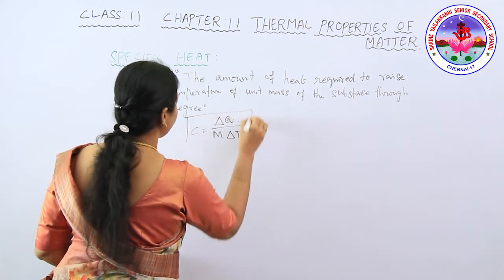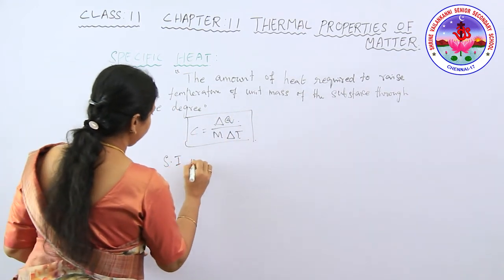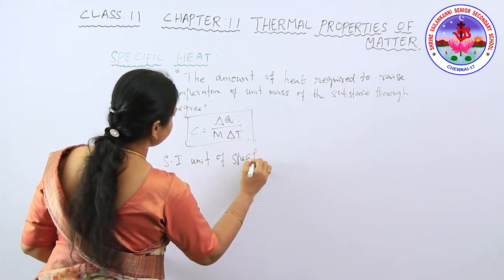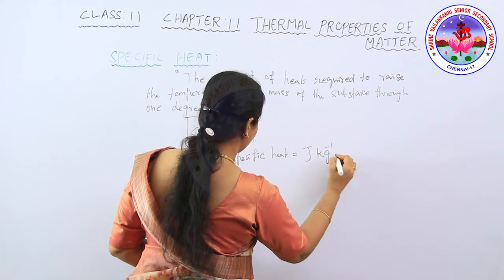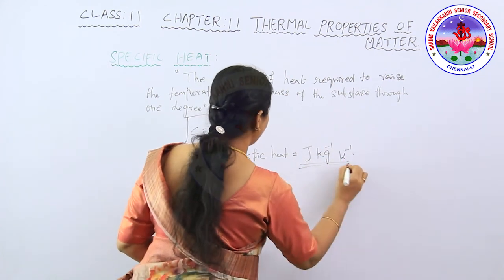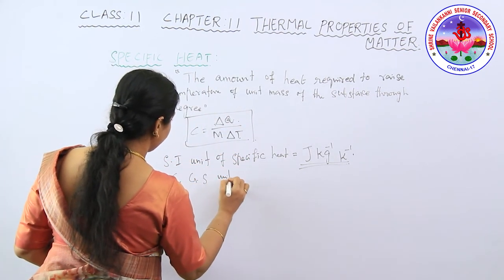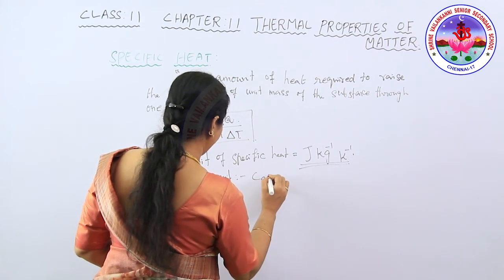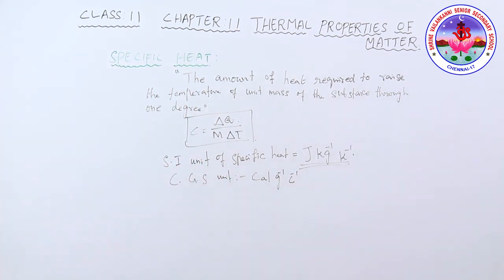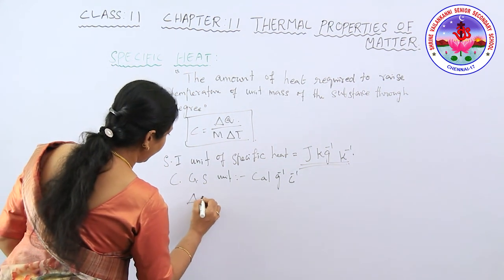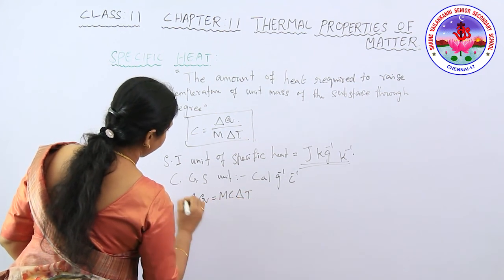The SI unit of specific heat is joule per kilogram per Kelvin, J kg^-1 K^-1. The CGS unit is calorie per gram per degree Celsius, cal g^-1 °C^-1, right? So this is the SI and CGS unit, and from this we can say clearly that the amount of heat required to raise the temperature of mass M of the substance through delta T is delta Q, so delta Q is equal to M C delta T, right?